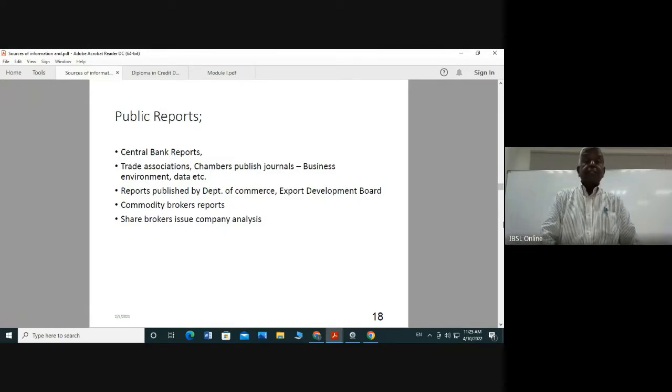And then share brokers issue company analysis. Yes, share brokers also do company analysis about some big companies. They do the analysis and publish reports. They are very, very useful reports. So you can collect information from these public reports also. But you should know where to collect them from. That is the important thing. They also give a lot of information about various sectors and industries.